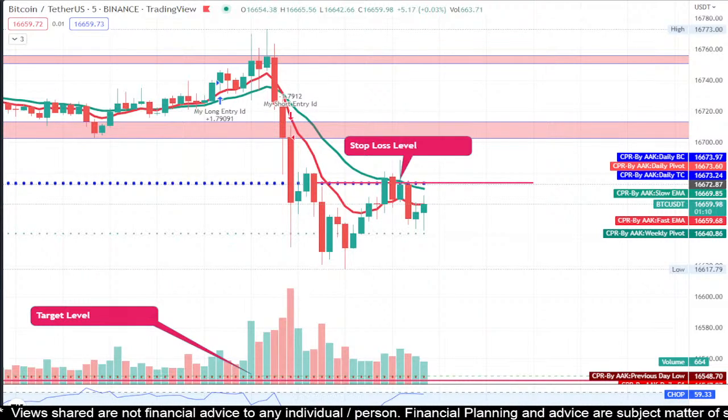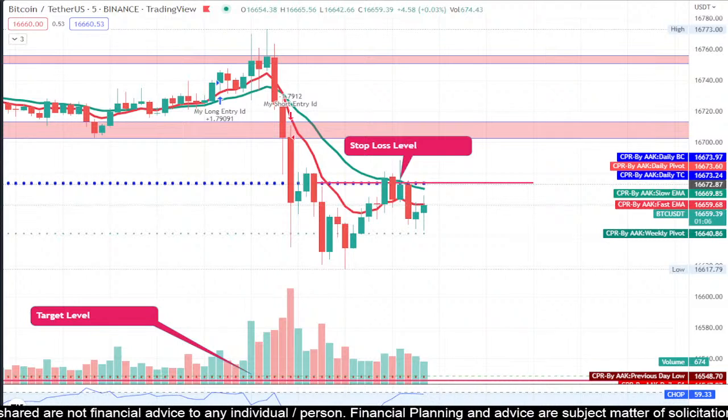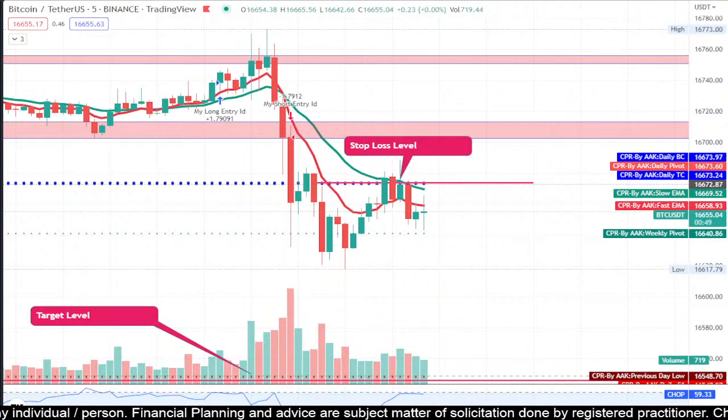All right. So right now the weekly pivot is acting somewhat like a support, we can say. Maybe. So let's wait for the level.